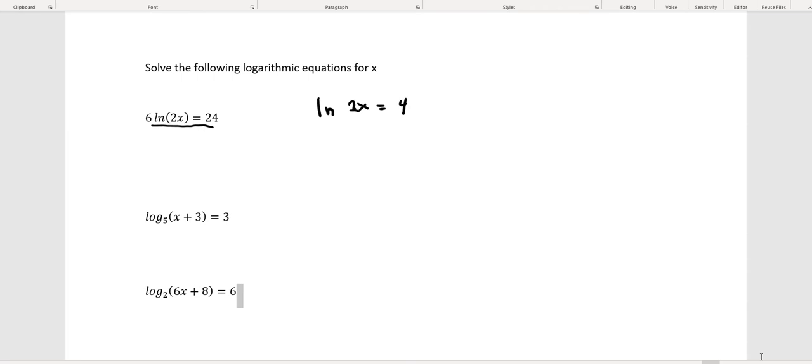Now, for this one, I would suggest undoing the logarithm or writing it in exponential form. Now remember, natural log means base e. It's typically not written, but remember how to rewrite this. e to the 4th equals 2x.